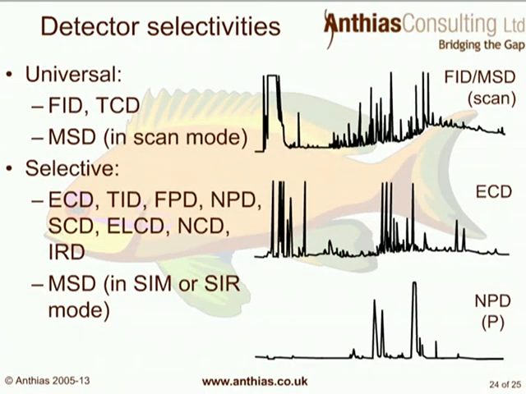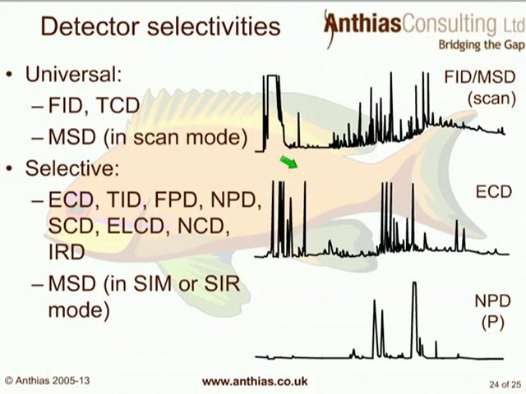So thinking about detector selectivities, for example, we might have universal detectors. This means that they can see pretty much most organic compounds. So FIDs, TCDs, or a mass spectrometer in scan mode. This, for example, might give us our top chromatogram just here where we can see lots of peaks. Great if you want to see everything in the sample.